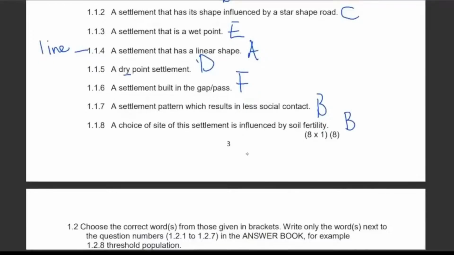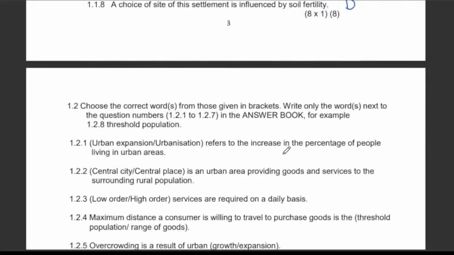That takes us to the end of question number 1.1. Moving on to question number 1.2. Right, question number 1.2, it says, choose the correct words from those given in brackets. Write only the word or words next to the question numbers 1.2.1 to 1.2.7.